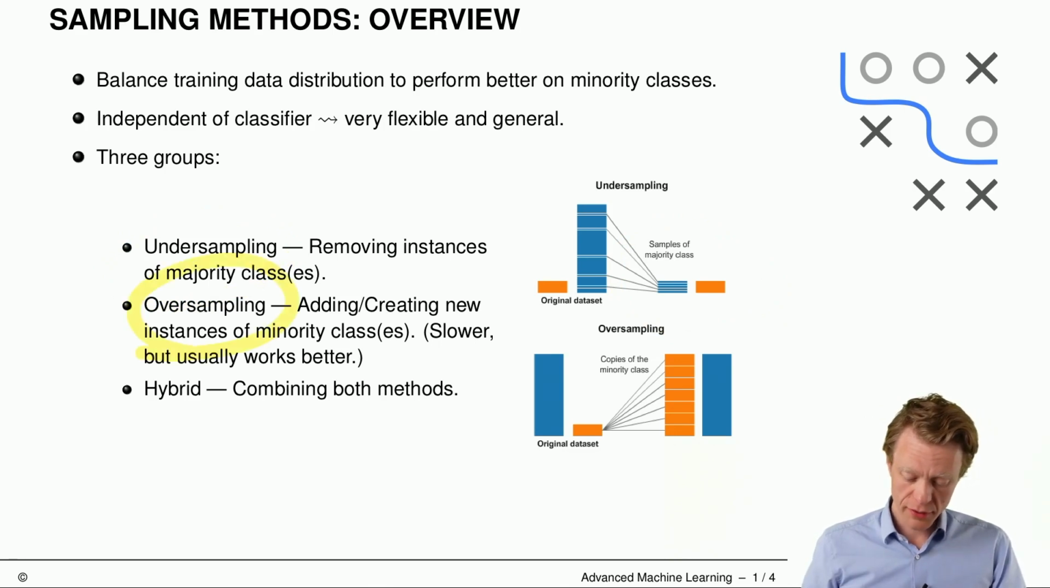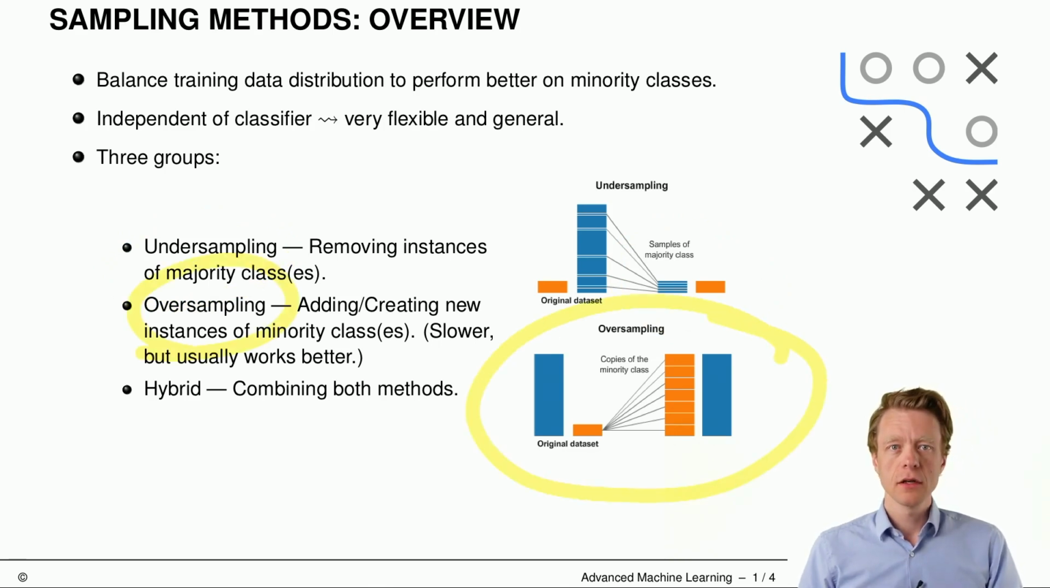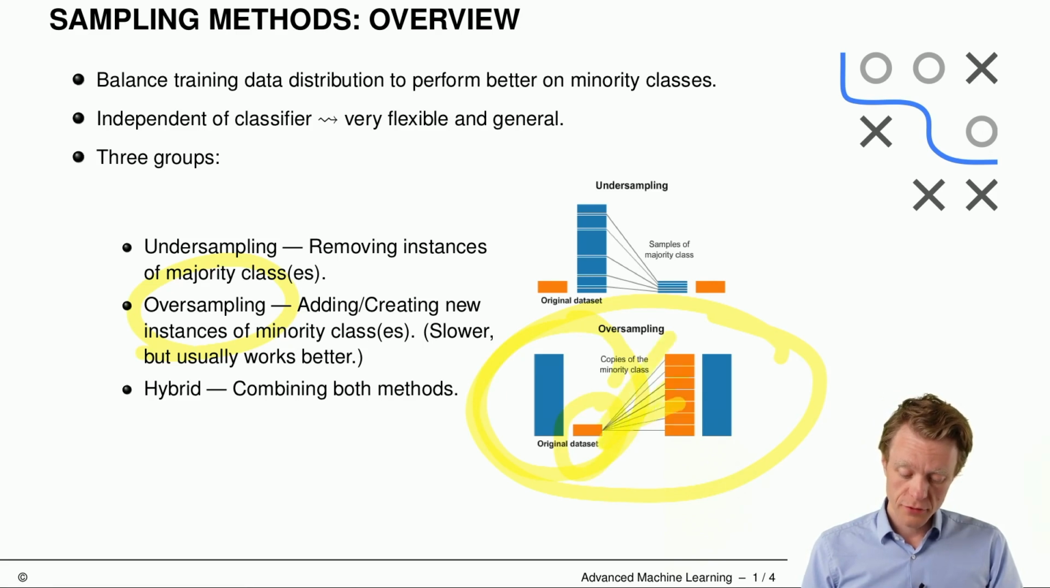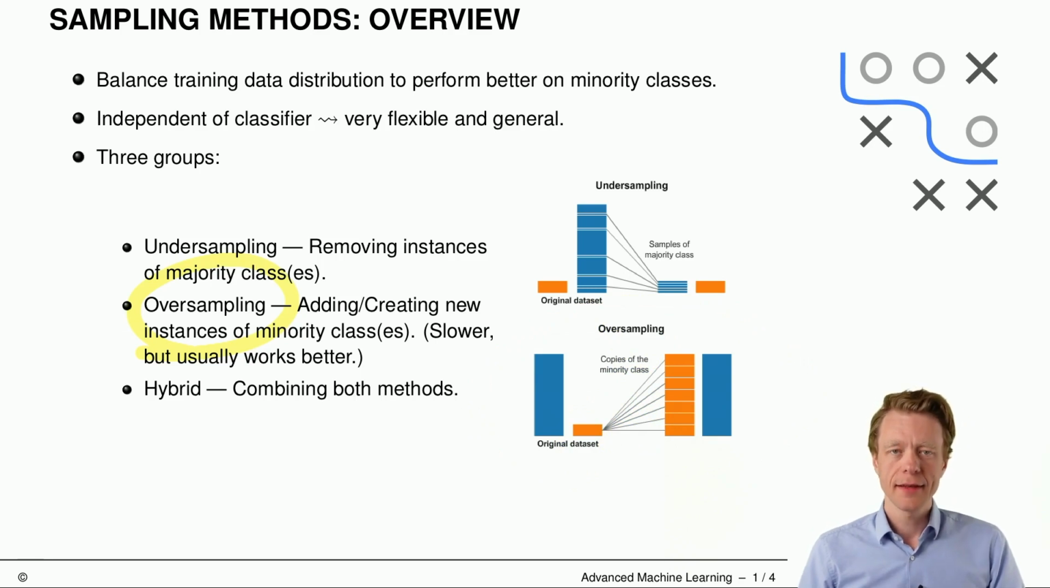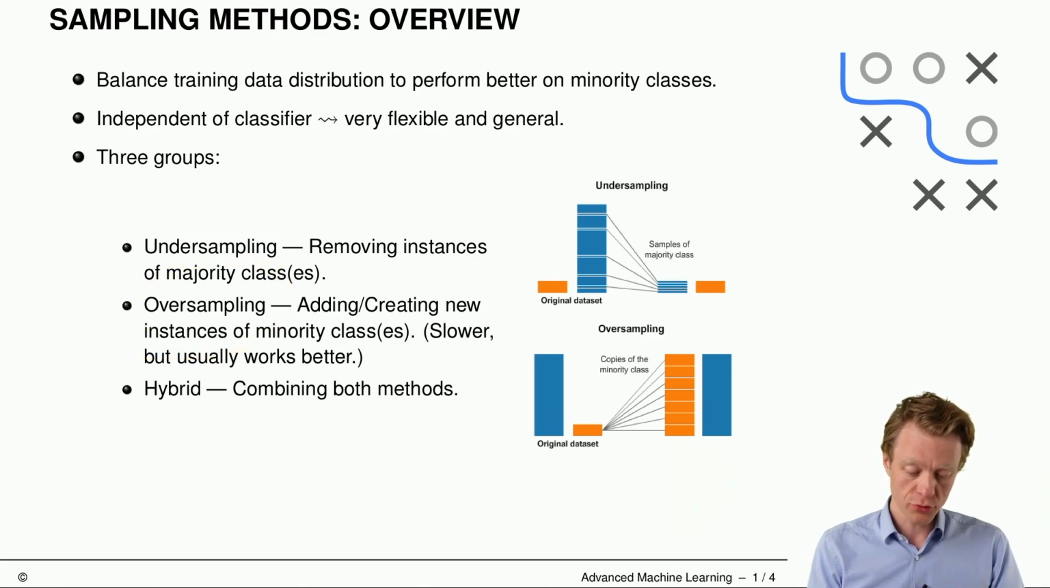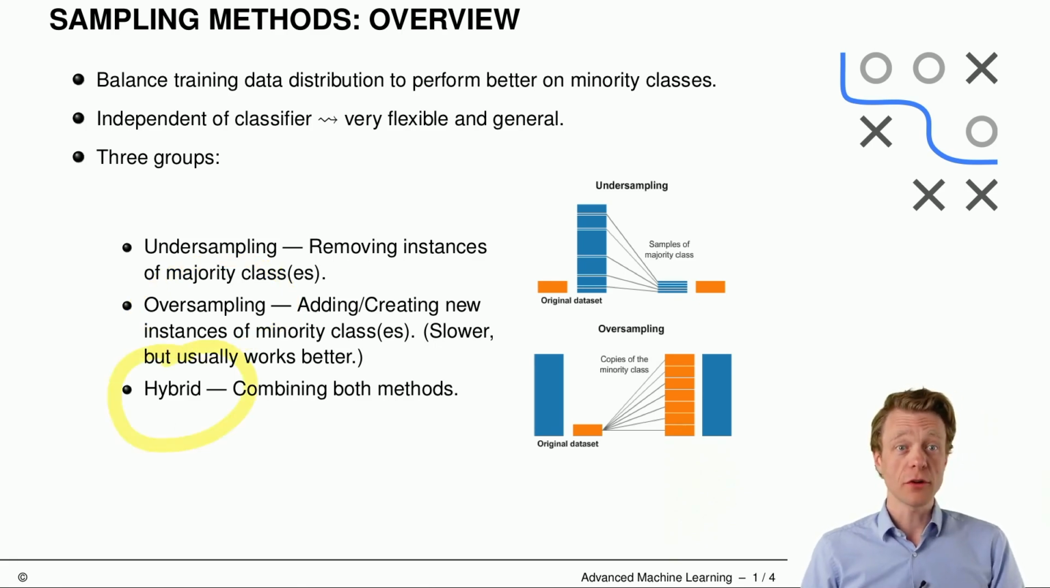Alternatively, we can oversample data. That's the second part here. Again, we have two different sizes of those classes. Now we take the smaller class and try to come up with some new instances, or perhaps just duplicate the instances that we have, so that in the end, again, we have a balanced data set. And of course, as a third group, we can also think about some hybrid approach that combines those methods.